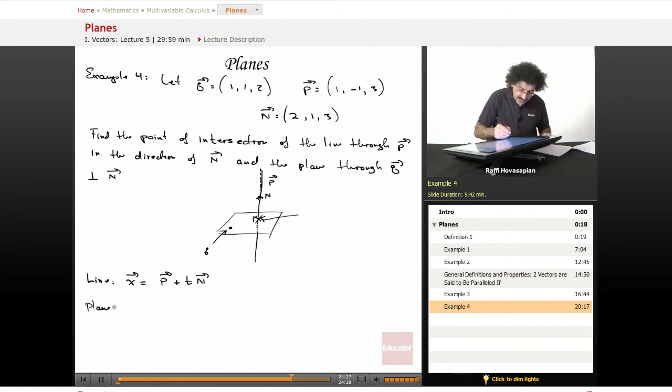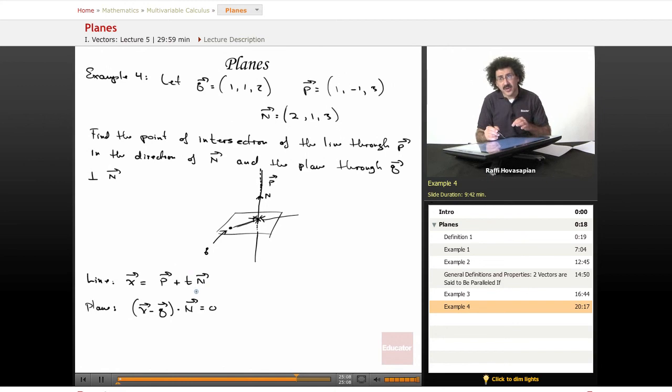And now we'll do an equation for the plane. The plane is going to be X minus Q. Okay, so we want to have, remember we said this vector. So the equation of the plane is X minus q, I think I'll use a small q here. So X minus q dot N is equal to 0. That's the equation of the plane that passes through Q and is perpendicular to N. And this is the equation of the line that passes through P in the direction of N.